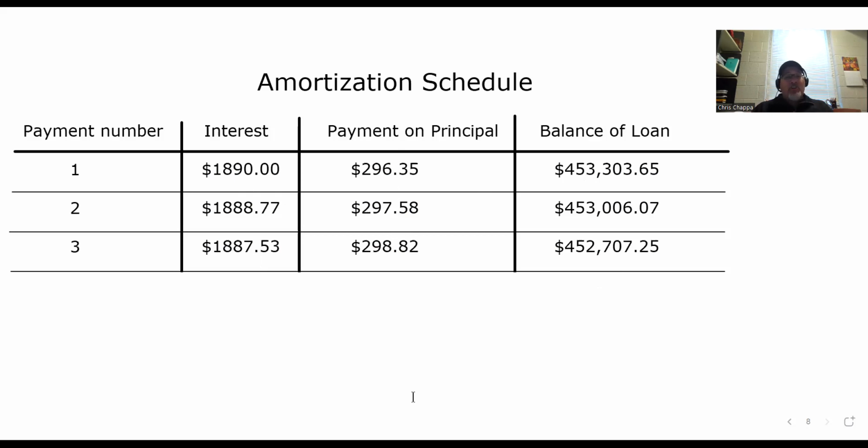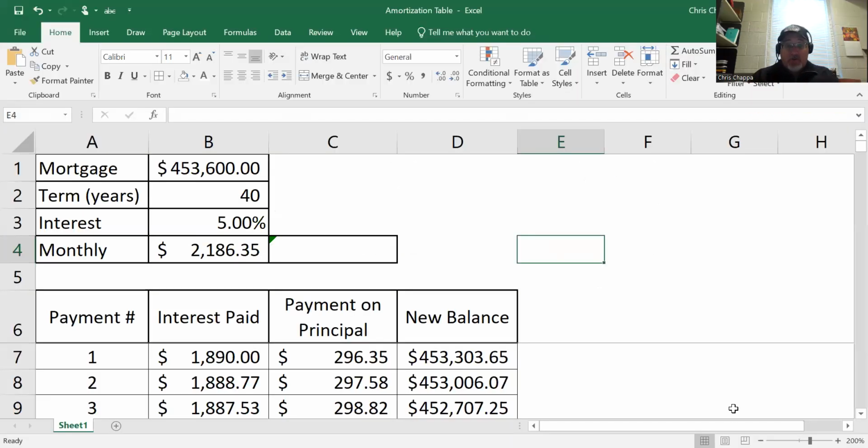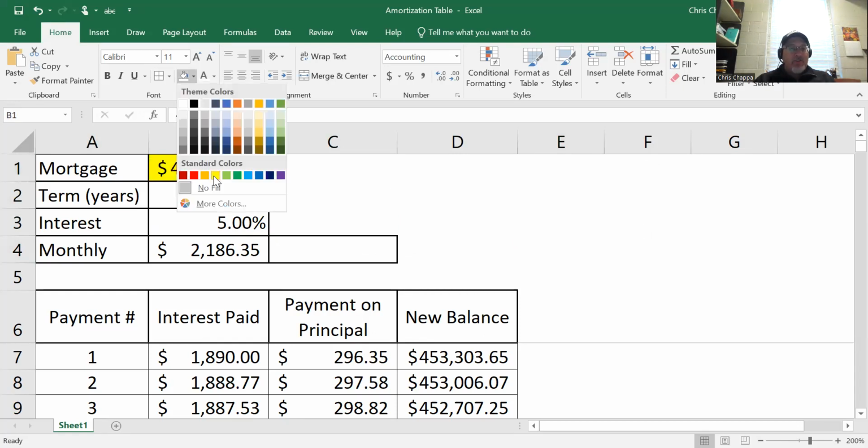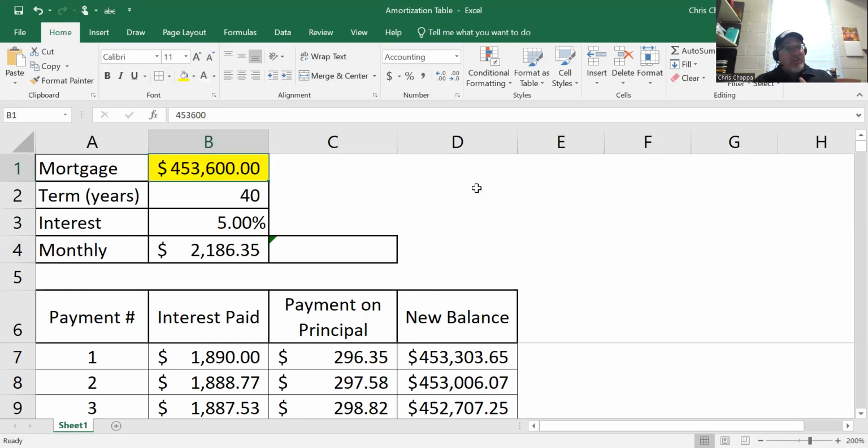However, I want to show you the end result, because I created a spreadsheet in Excel. I'll be happy to share this with you. Just ask and I'll throw it on Canvas. It takes in all the values that you need to know. The mortgage, which I'm going to highlight as I say these things, which you'll notice I already have entered. And remember, the mortgage isn't the cost of the house. It's the amount you borrow after the down payment. The term, which in this case was 40 years, the interest rate, and the monthly payment.